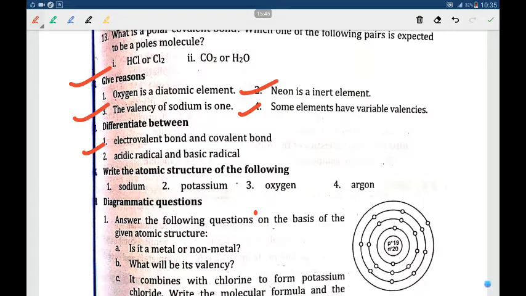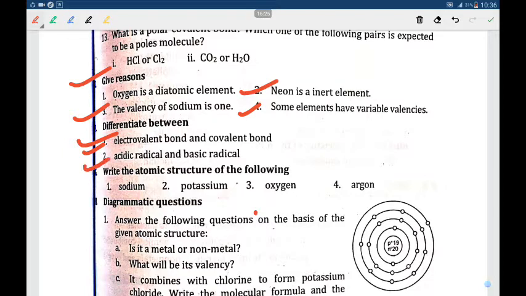Covalent bond: the chemical bond that is formed by sharing of electrons between two atoms, each contributing an equal number of electrons to the electron pair, is called a covalent bond. Next point: the electrovalent bond is found between metals and non-metals.